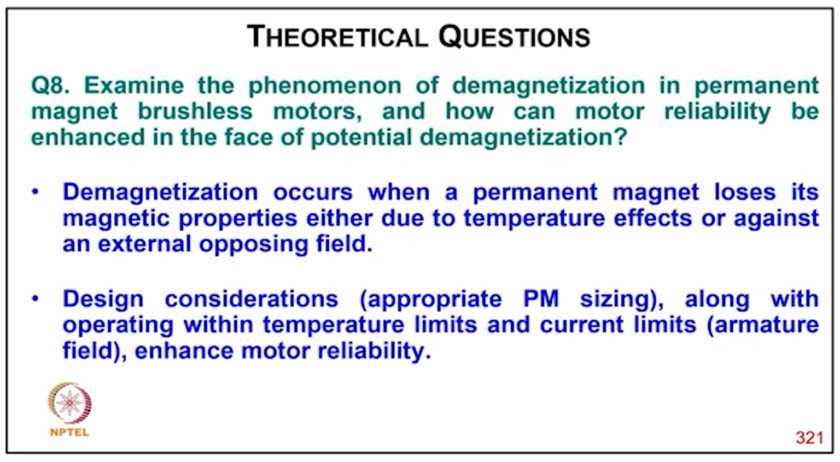Question 8, examine the phenomenon of demagnetization in permanent magnet brushless DC motors and how motor reliability can be enhanced in the face of potential demagnetization. Demagnetization occurs when the permanent magnet loses its magnetic property, either due to temperature effects or against an external opposing field. Design considerations include appropriate PM sizing along with operating within temperature limits and current limits, to limit the armature field and enhance motor reliability.